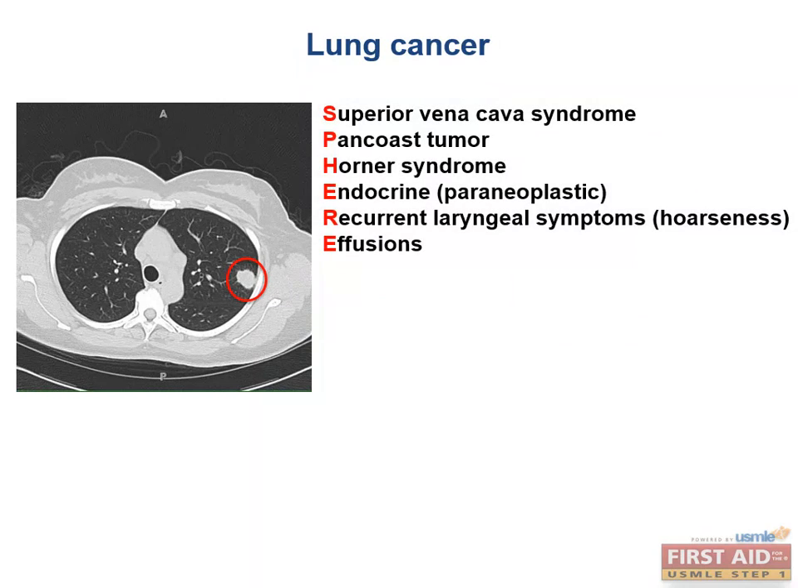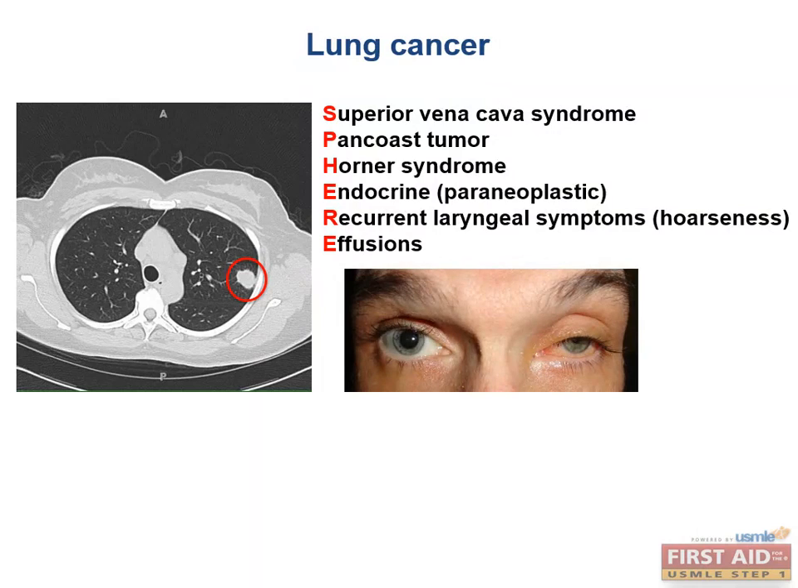The complications and sequelae of lung cancer are pretty high yield, and the Sphere mnemonic does a pretty good job of summarizing them. They include superior vena cava syndrome, Pancoast tumor, Horner syndrome, endocrine, recurrent laryngeal symptoms, and effusions. Other than these conditions causing their own set of problems, why is it important to know these complications? It's important because they're often the first signs and symptoms of lung cancer.